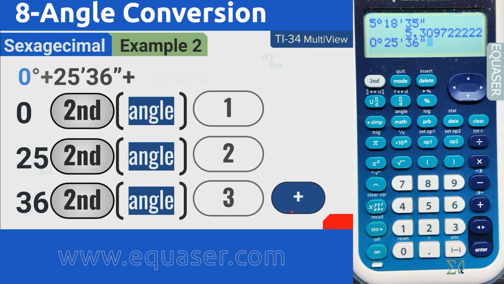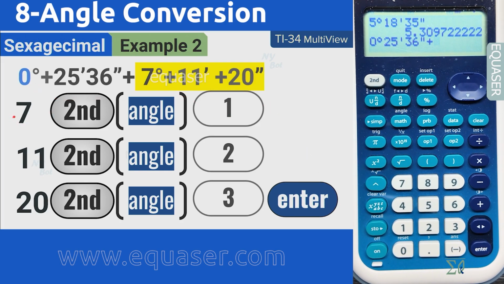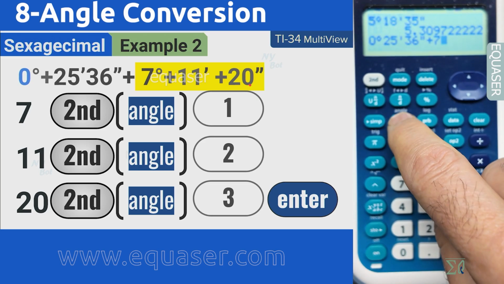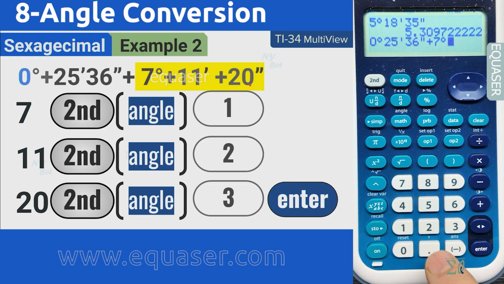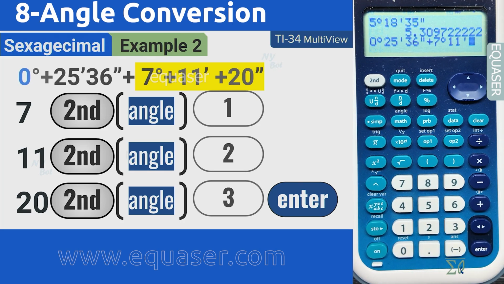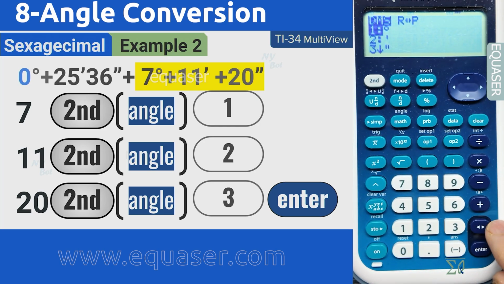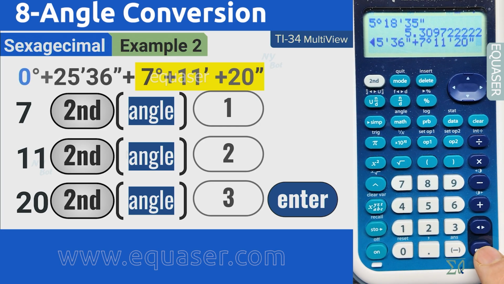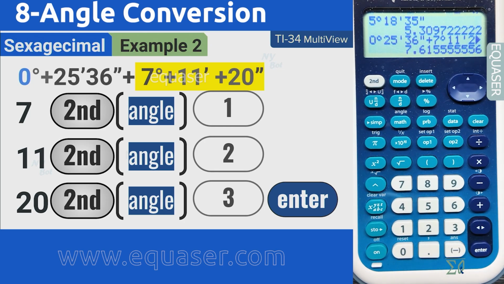Now we added. Now let's add plus, and then the second portion, 7, 11, 20. So 7 degree, that's 1, 11, second function angle 2, that's minute, and then 20, second function angle and 3. So everything is there. Press equal sign, and that is the answer.